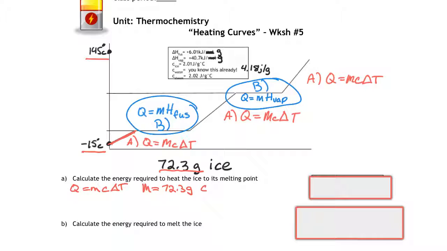My C is going to be the specific heat of ice, which is 2.10 joules per gram per degree Celsius. And that's all I need for this problem except for my change in temperature. My temperature is going from negative 15 to 0. This is water and it melts at 0. So it's going to be a change of 15 degrees Celsius.